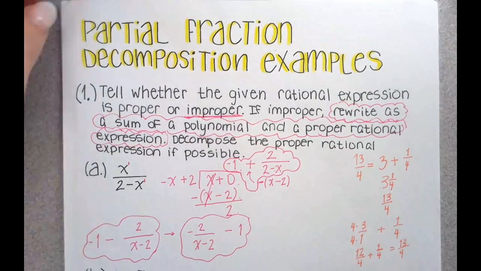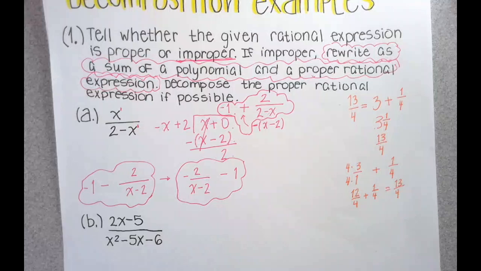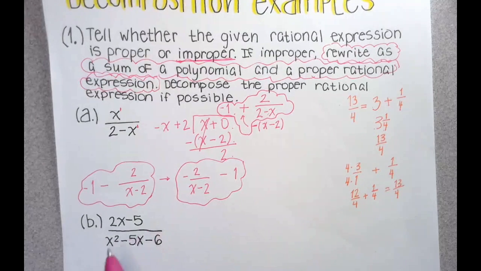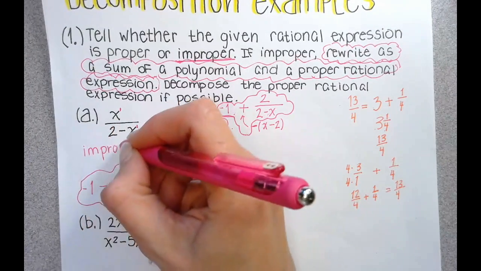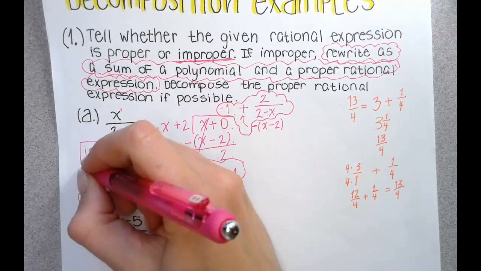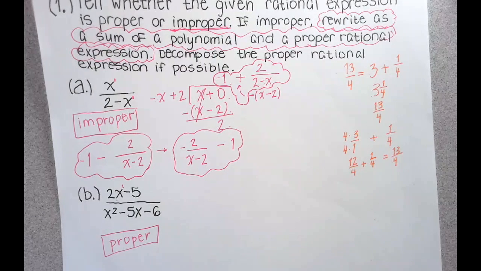Okay, we have one more example. The next example, same directions, okay? The next example is 2x minus 5 in the numerator and x squared minus 5x minus 6 in the denominator. So is this proper or is this improper? And I guess I didn't identify up here, so let's go over there. We should acknowledge the answer to every question. This one over here is going to be proper. The degree of the numerator is 1 and the degree of my denominator is 2. So this second example is proper.